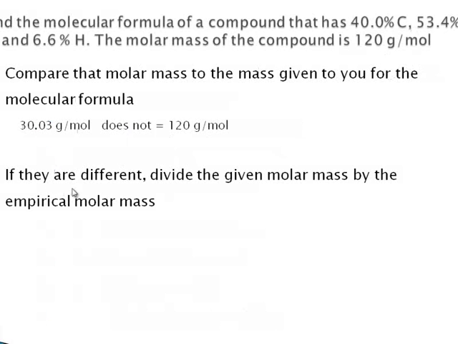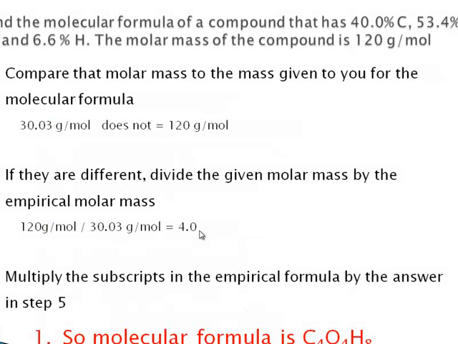So step 2 says if they're different, we divide the given molar mass by the empirical molar mass. So I'm going to divide this number by what I got from my empirical formula, and I get a ratio of 4. The last step is to multiply the subscripts from the empirical formula by the answer from the previous step. So I'm going to multiply the 1, 1, 2 by 4, and I end up with C4O4H8.